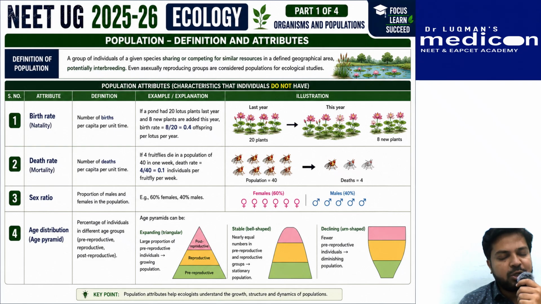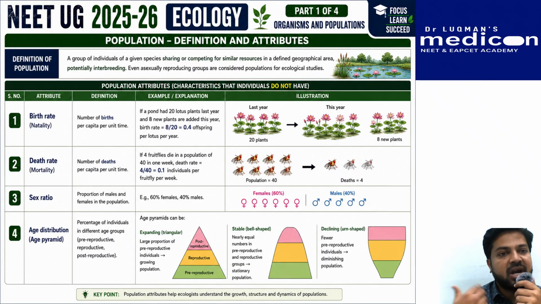So a group of individuals of a given species sharing or competing for similar resources in a defined geographical area. That geographical area should be defined, like Indian population, Australian population, American population. The geography of these three areas is defined, and in that one we are going to study the individuals of a given species potentially interbreeding.